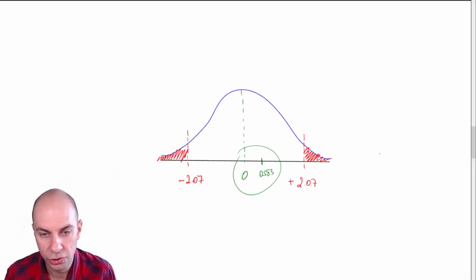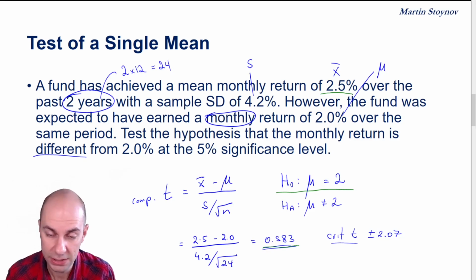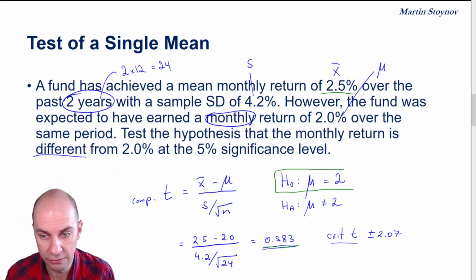So, to cut the long story short, what is the answer here? Our null hypothesis is that the mean was 2%. Yes, we did get a sample that was above 2%. We got a sample mean of 2.5%, but statistically speaking, this was not significantly different from 2%. So we failed to reject our null hypothesis that the mean monthly return of this fund was 2%.